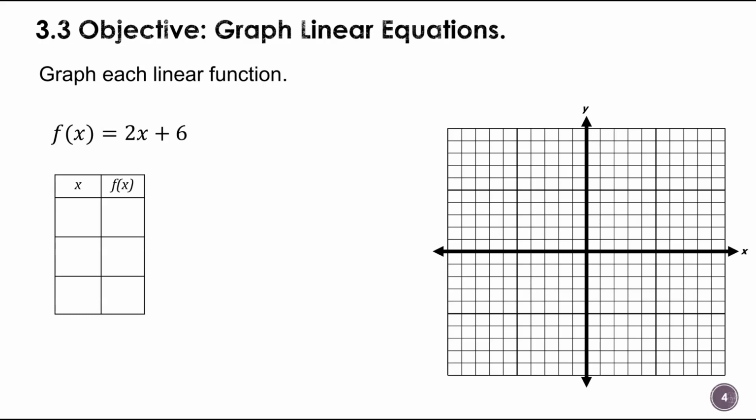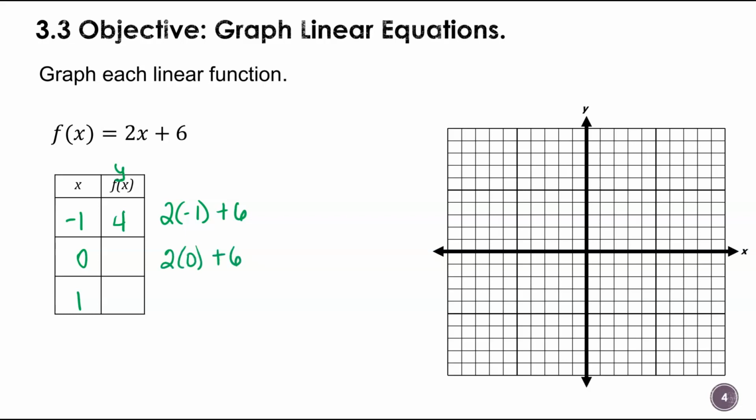We can just pick easy numbers like -1, 0, and 1. Those are simple to use, and because it's just 2x plus 6, those numbers work just fine. The x coordinates are what I'm choosing because this is a simple calculation. 2 times -1 plus 6 will give me my f of x, or y. Remember, this can be y if you want to think of it that way. So -2 plus 6 is 4. And then I take 2 times 0 plus 6.